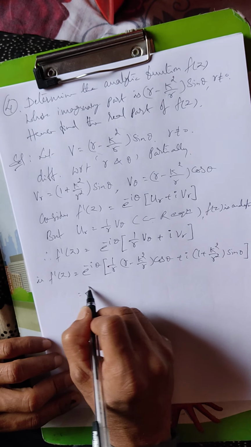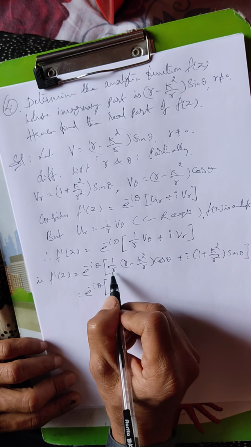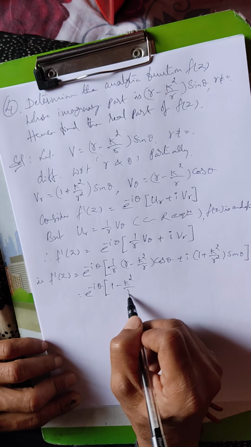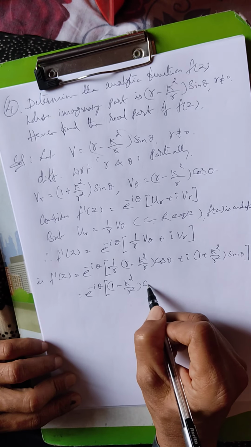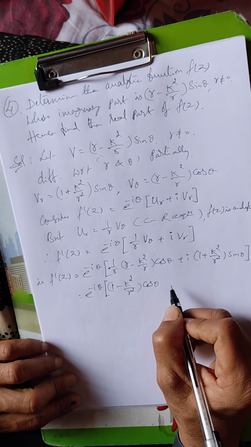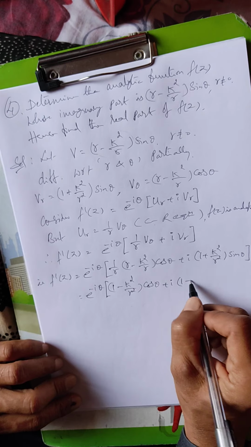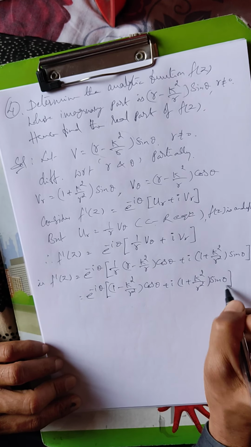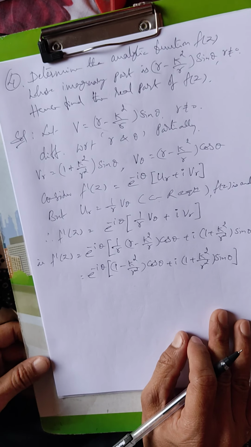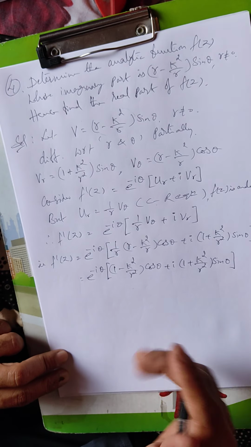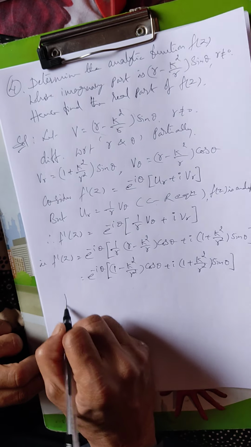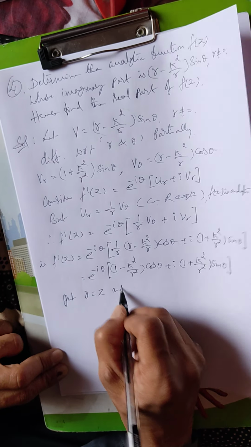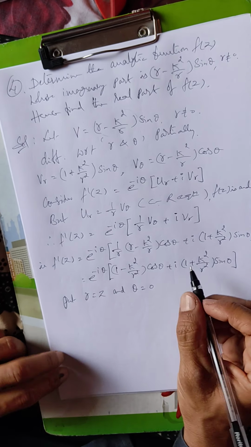That is equal to e power minus i theta into, multiplying by 1 by r gets cancelled, 1 minus k square by r square cos theta plus i into 1 plus k square by r square sin theta. Now let us substitute r is equal to z and theta is equal to 0 in the RHS.